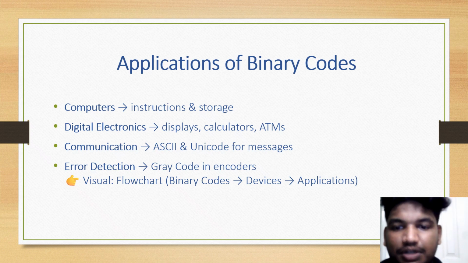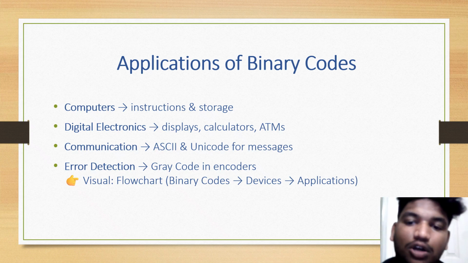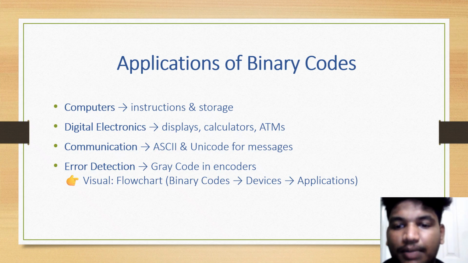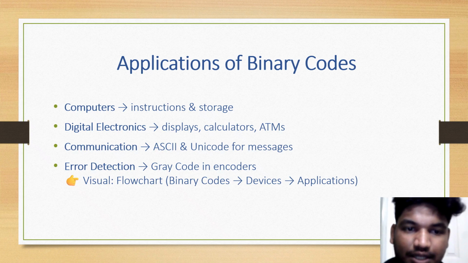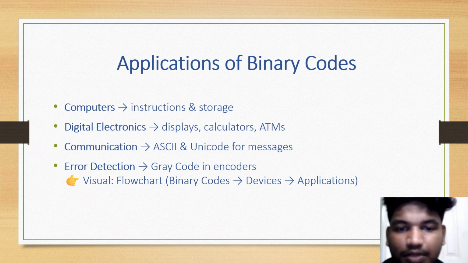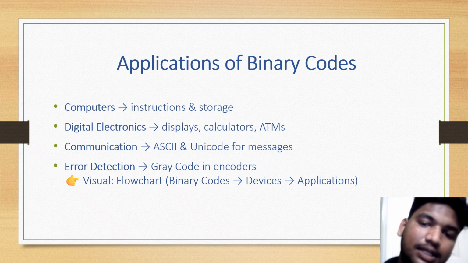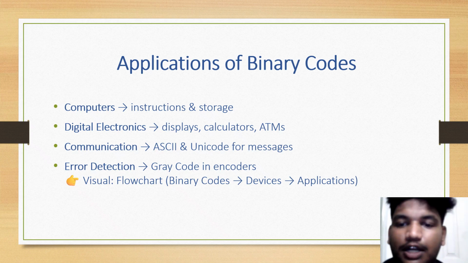And communication: if we want to send any information to another device, or receive any information, it is sent in binary, and it is useful in signals also. Binary codes send information to devices, and these are the applications of binary codes. These binary codes are used in many machines like computers and calculators, as I said before.